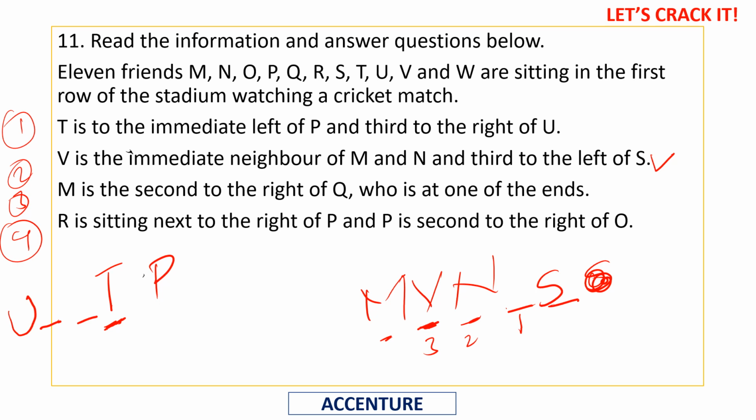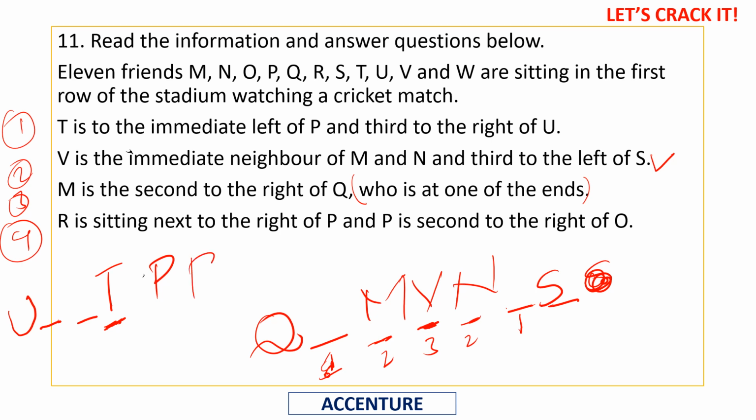And moving on to the third, M is second to the right of Q. So somewhere here it is Q, and right of Q, this is the first place. In the second place it is M. So between Q and M there is one person. I missed something here. So who is at one of the ends? He is saying that Q is at one of the ends. So the next end should come somewhere here. So the final statement, R is sitting next to the right of P.